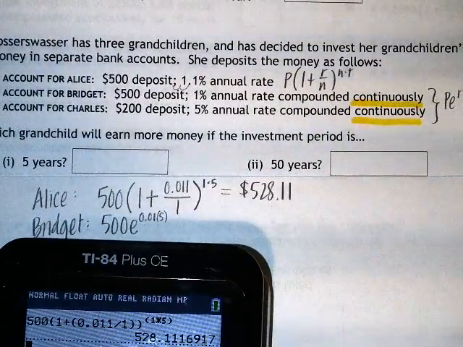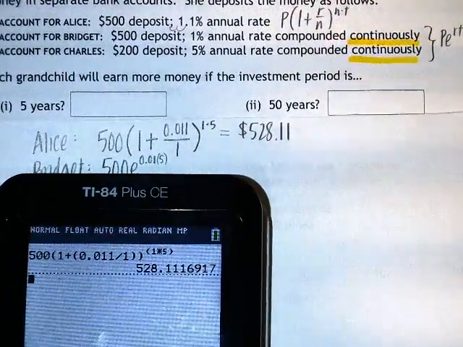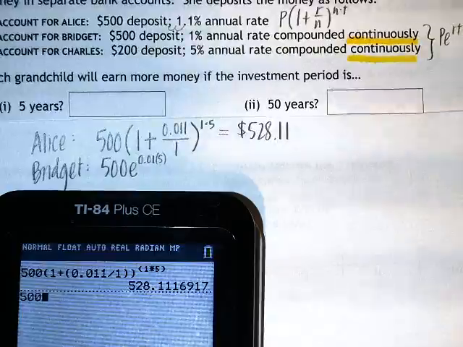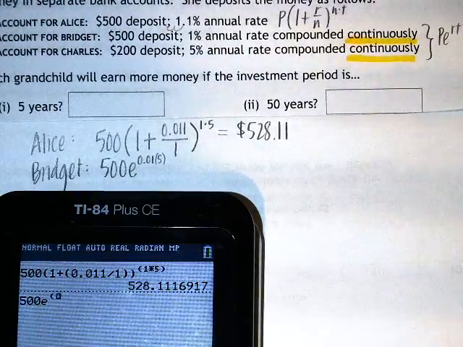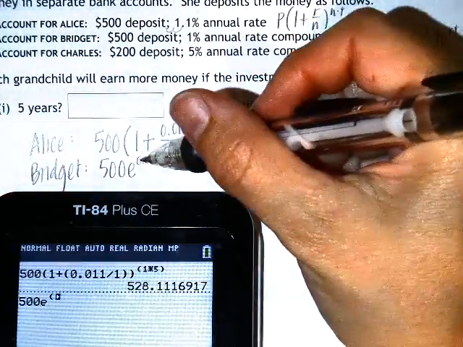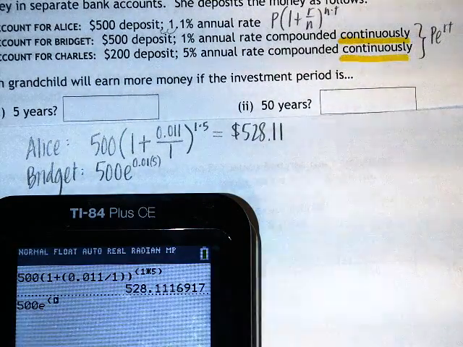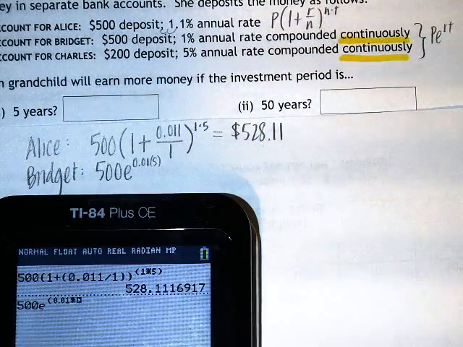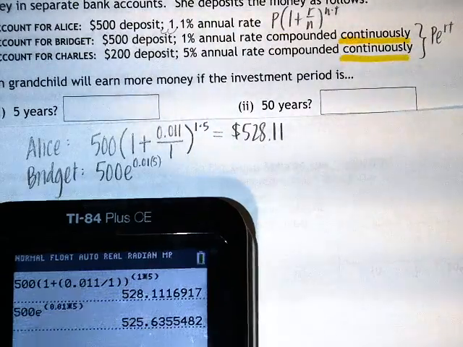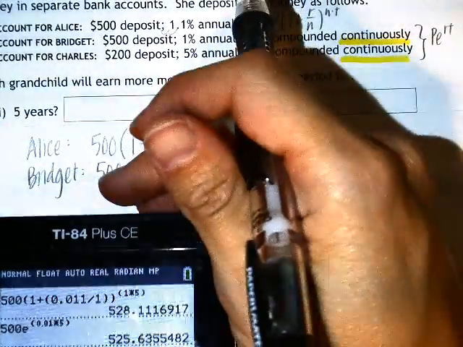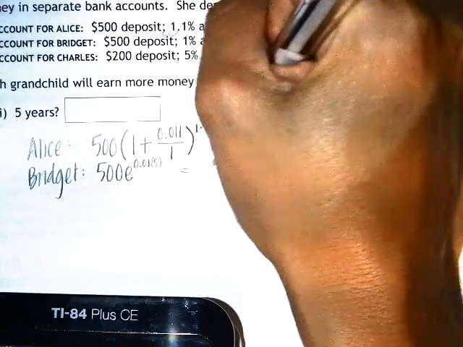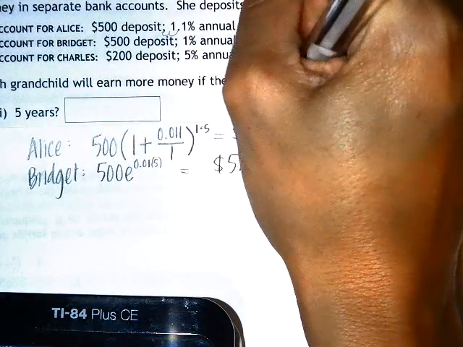So again, you don't have to write it, you can type it if you want to save yourself that redundancy. 500 e to the power of, I always type with parentheses whenever I have 2 numbers in the exponent spot. It's a good rule of thumb, just like using fractions with parentheses, same idea. 0.01 times 5, and that looks like Bridget is getting $525.64.